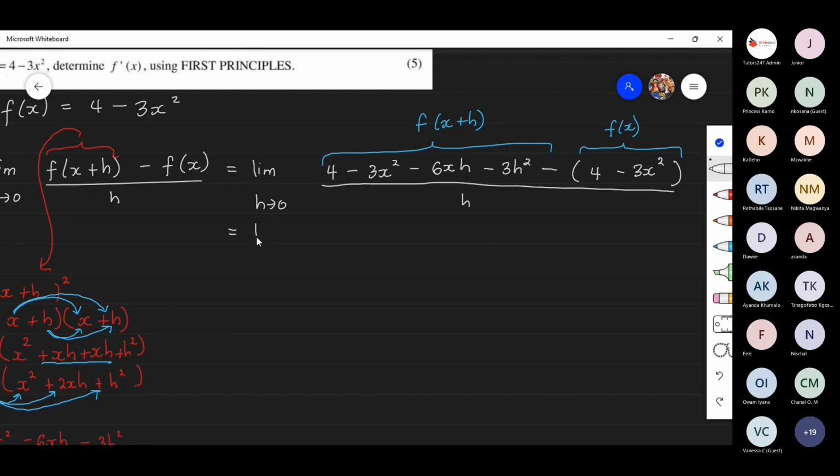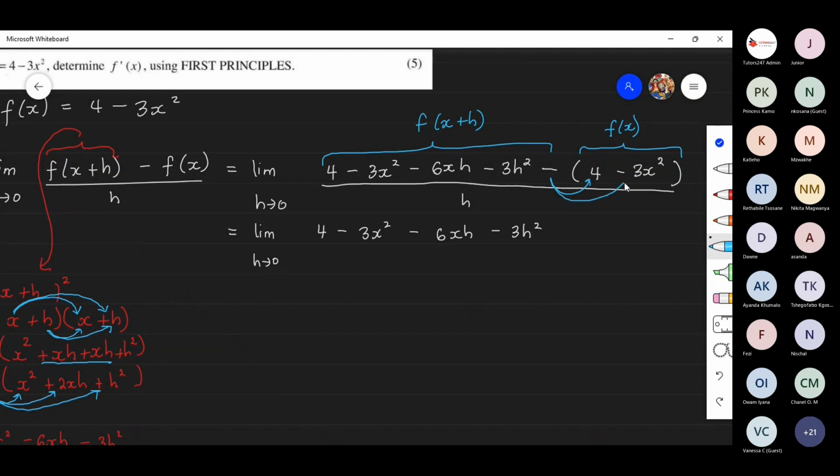So bring down our limit as h approaches 0. From here, all we need to do is simplify our numerator. So that is going to be 4 minus 3x squared minus 6hx minus 3h squared. Now we have a negative sign before our bracket. So what that means is we are now going to multiply that negative sign into our bracket.